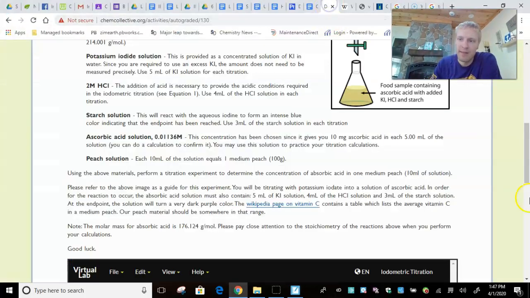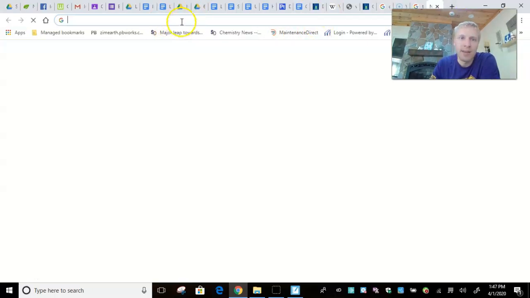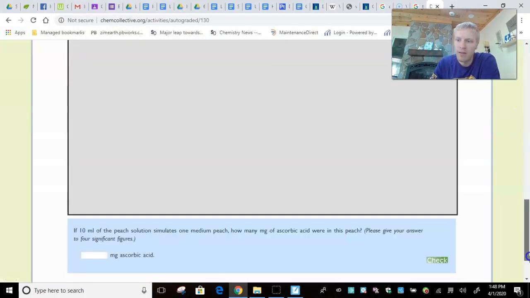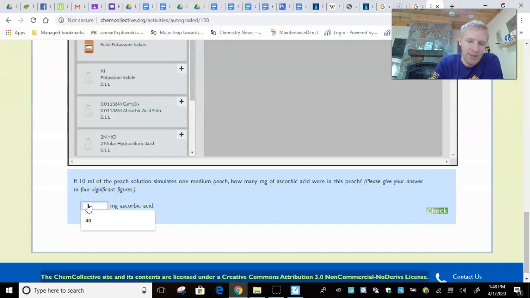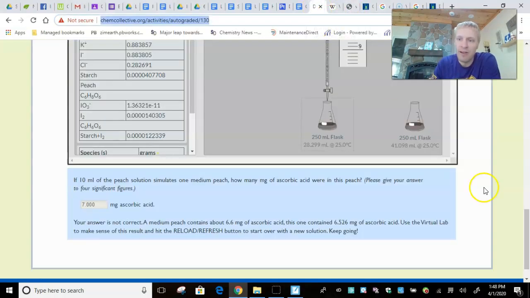Let's do this again. Here we go. So this is 6.526. You're wrong, but you still have two attempts. Yeah, forget about them. I'm close enough for the purposes of what we're doing.